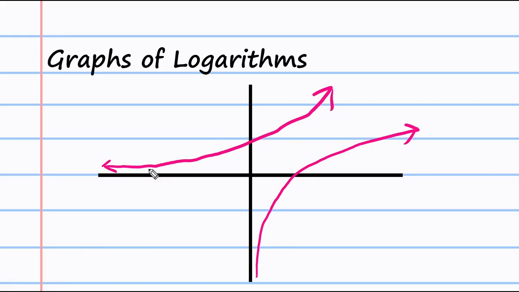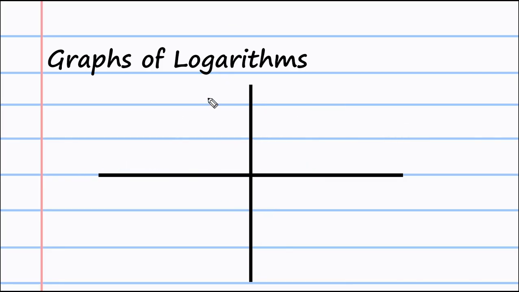So when you use the same logic with inverses, you can conclude that there's going to be a vertical asymptote at x equals 0 for logarithms. One more thing I wanted to cover before we move on to the next topic is domain and range for a logarithmic function.